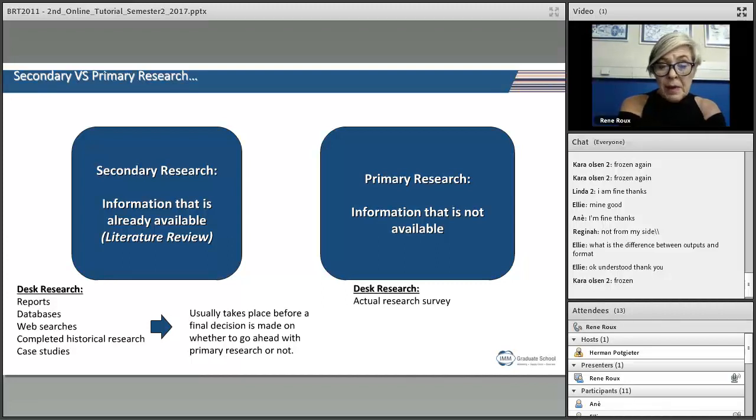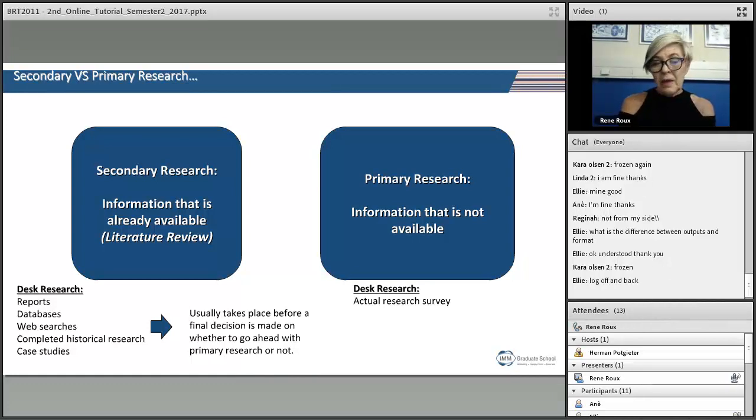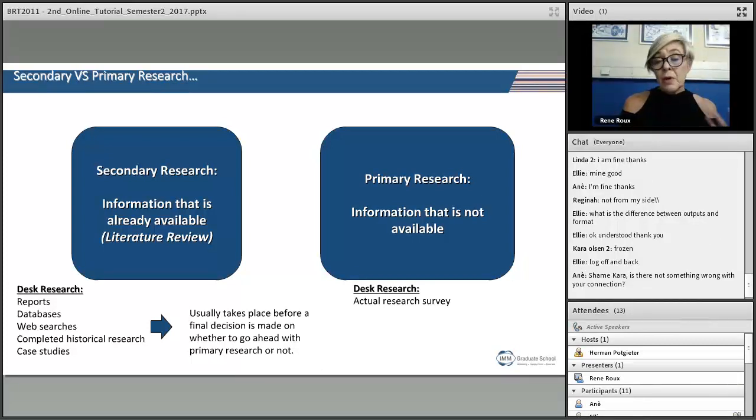And in the academic world, we all know literature reviews. A literature review is nothing but secondary research. It's actually someone sitting behind their desk and looking for reports on that topic that will give background information, databases that are available, doing web searches, looking in the company, in their archives, for maybe historical research, case studies. And they will usually work through that to understand.